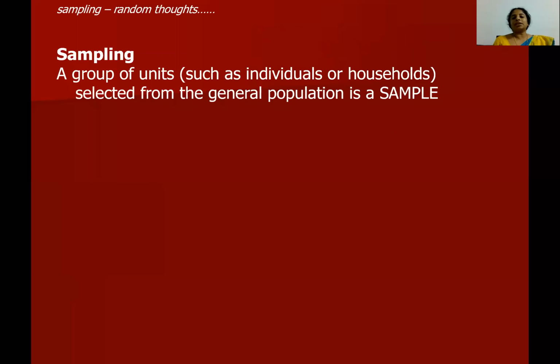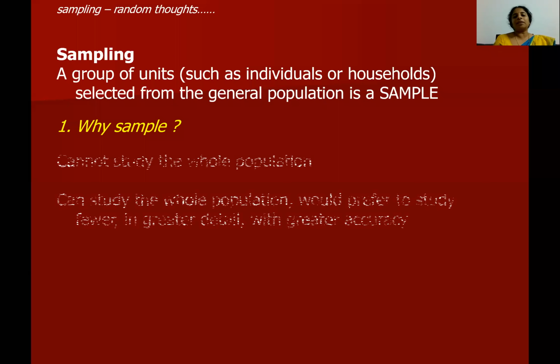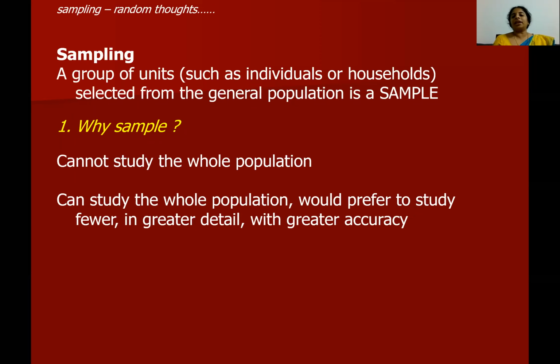And now, what is sampling? Sampling is a group of units. It could be individuals. In most of the cases, it is a patient selected from a general population. Since we cannot study everybody, we select a certain number of people. That is called sampling. But why are we sampling? Because we cannot study everybody.